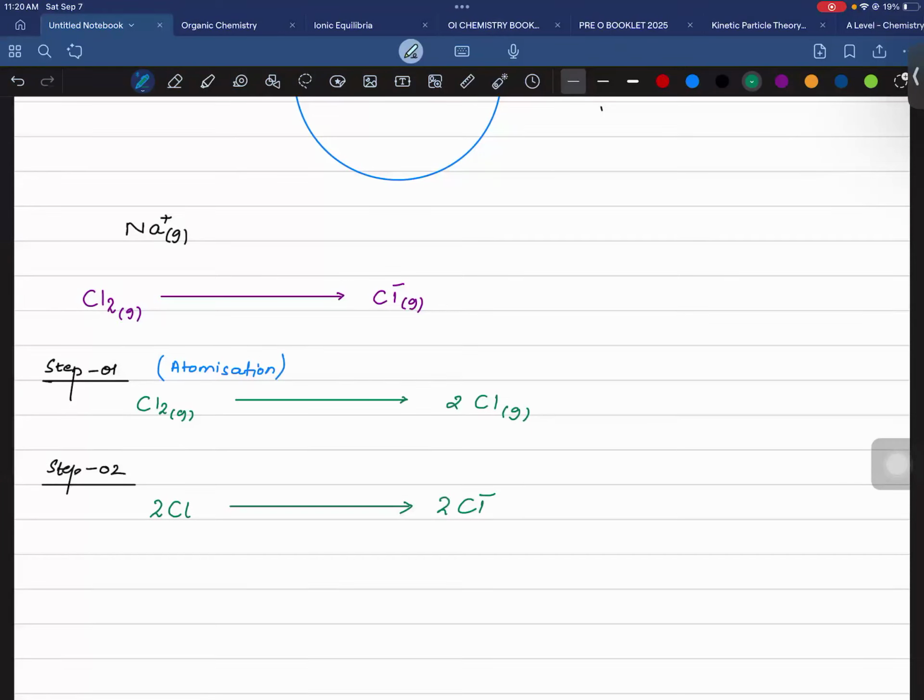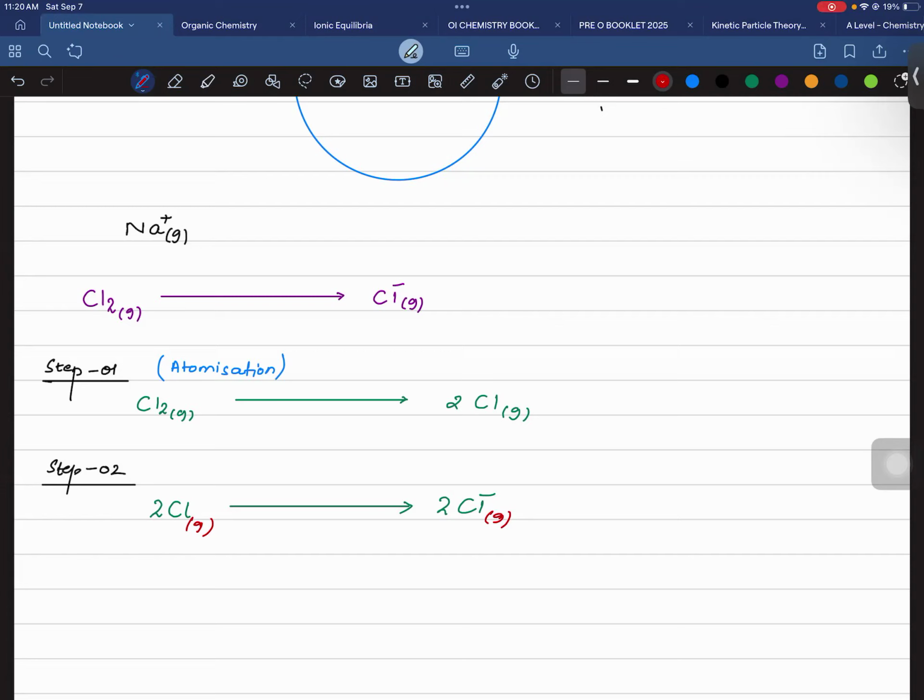So the chlorine atom is going to gain an electron, and then it should be converting into the Cl minus gaseous anion. Okay, so this is mandatory. First of all, you have converted the sodium solid into sodium positive gas, and then in the next part you have converted this chlorine molecule into the chlorine atom, and then the chlorine atom into the chloride ion after gaining electron.